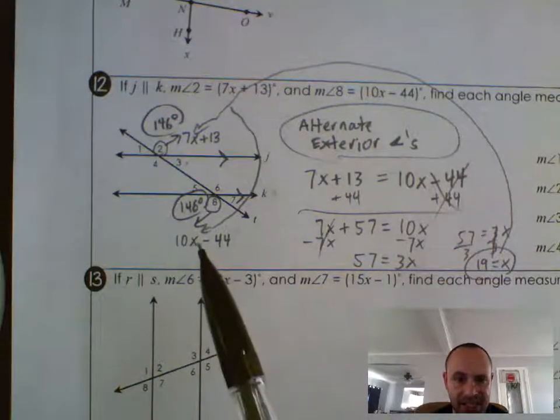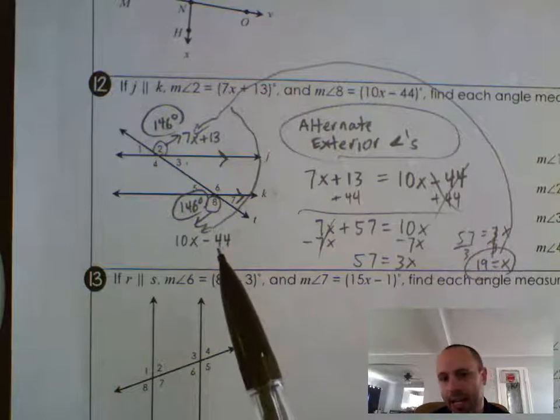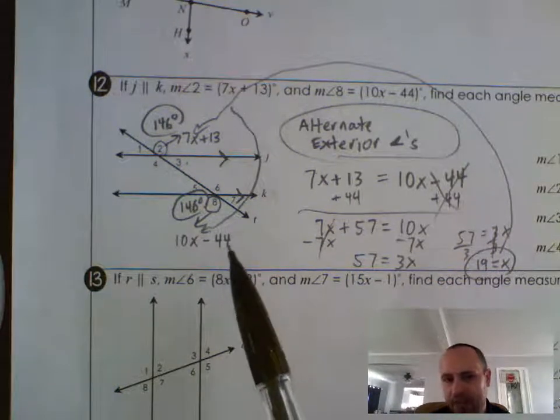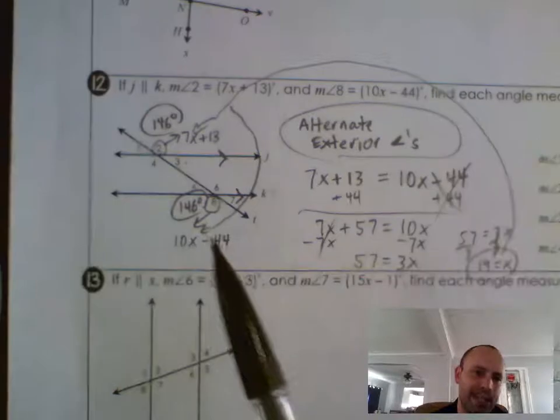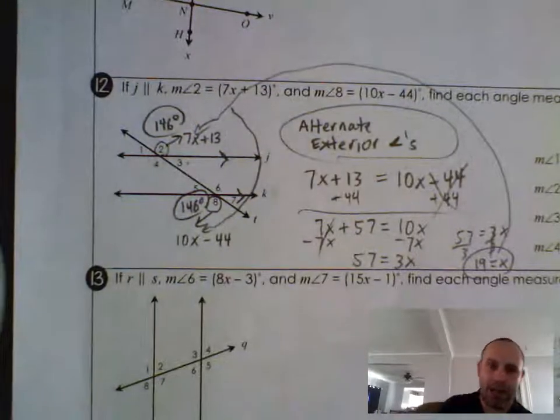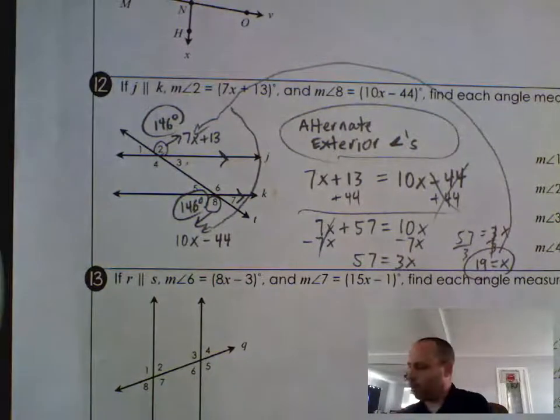So 10 times 19 is 190, minus 40, what's that, 150, minus 4 more, 146. So we did that right. That basically shows us we did it right. So angles 2 and 8 are 146.